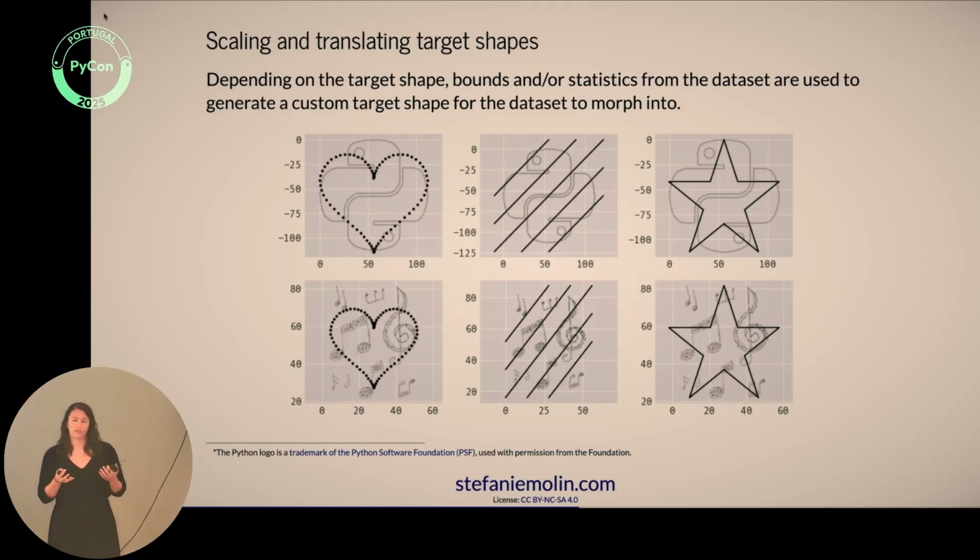and so in order to make this work for arbitrary input, you have to define heuristics and rules for how you place a shape in the XY plane. So in the top row, I'm using the Python logo data set, and in this row, I'm using the music data set. So the Python logo is symmetric, so it's the same range in X and Y, but the music one is taller than it is wide, right?